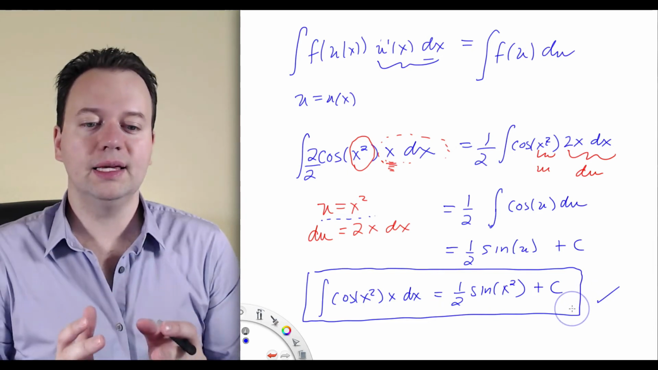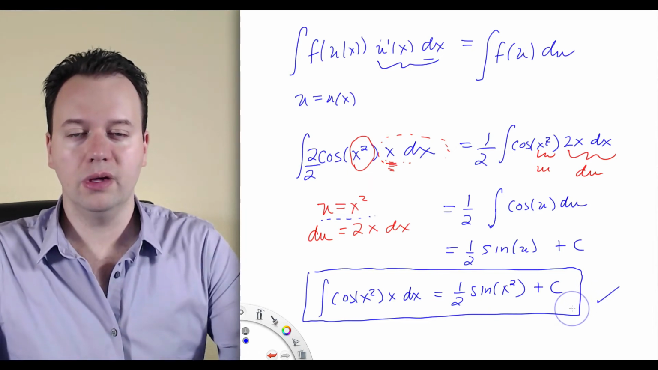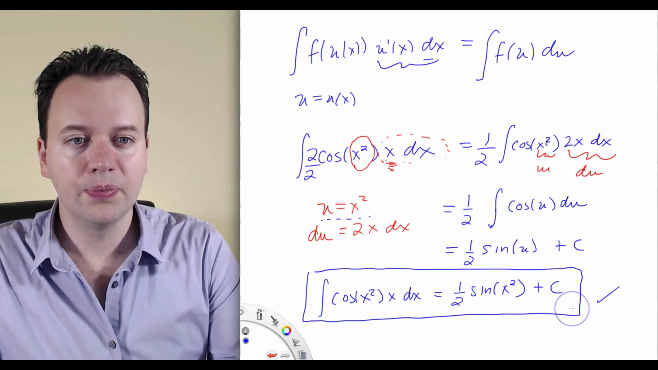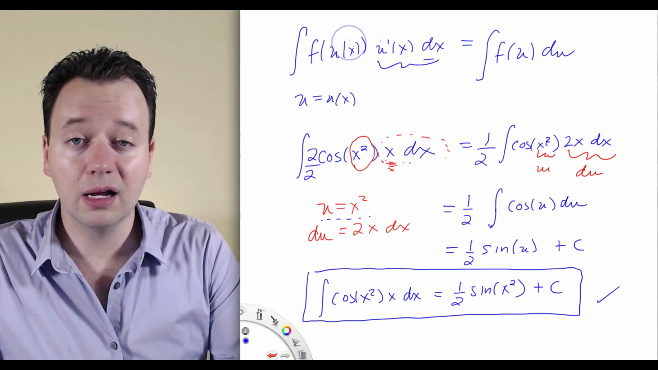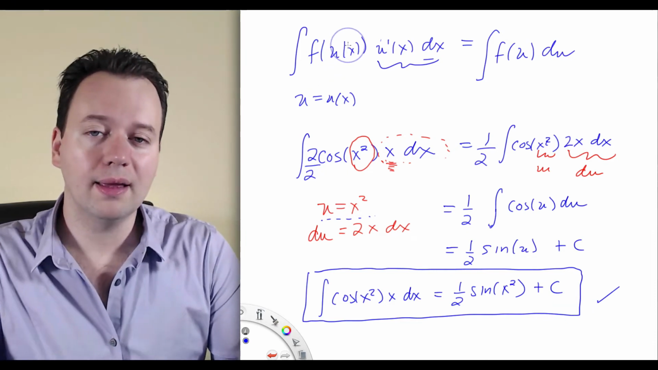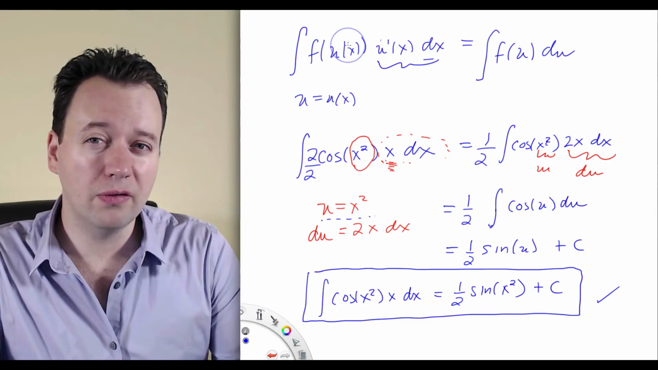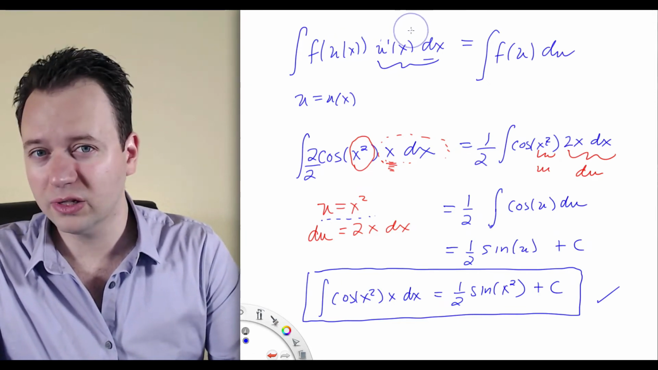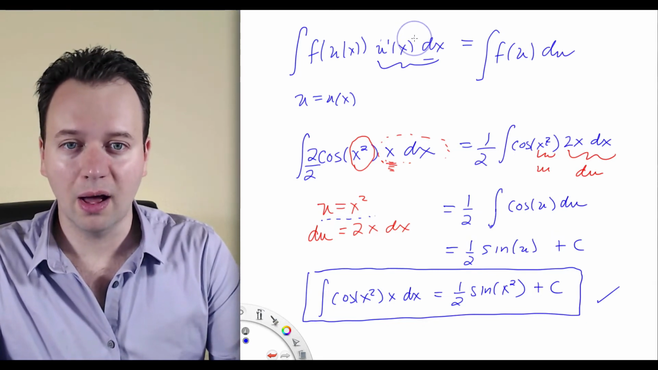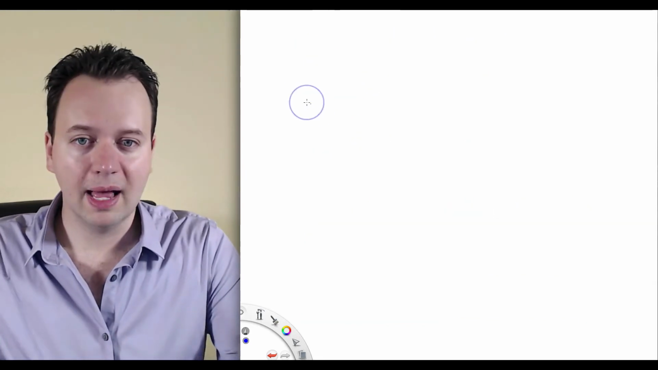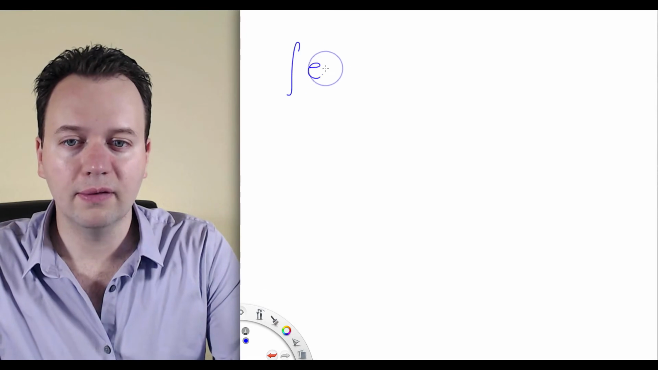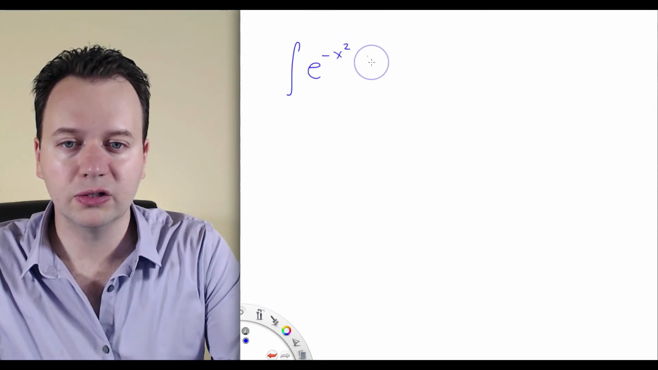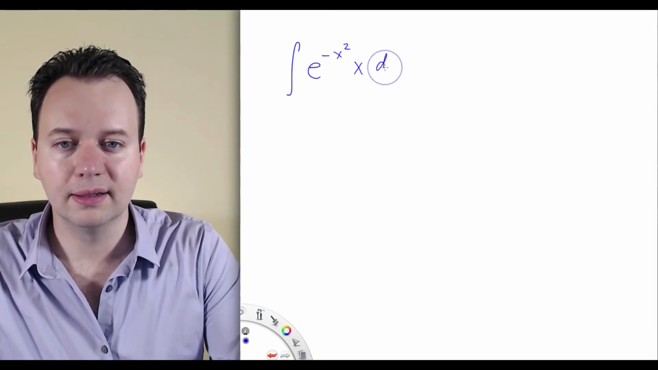So you can really see that what we're doing is we're undoing the chain rule when we do this. So we identify the inside function u of x. The only hitch is that we need the derivative of the inside function sitting within the integrand up to a constant multiple in order to pull this off. Right? So another example would be the integral of e to the minus x squared times x dx.